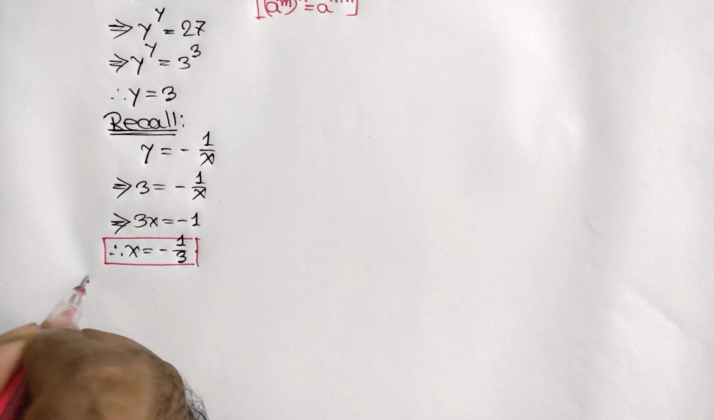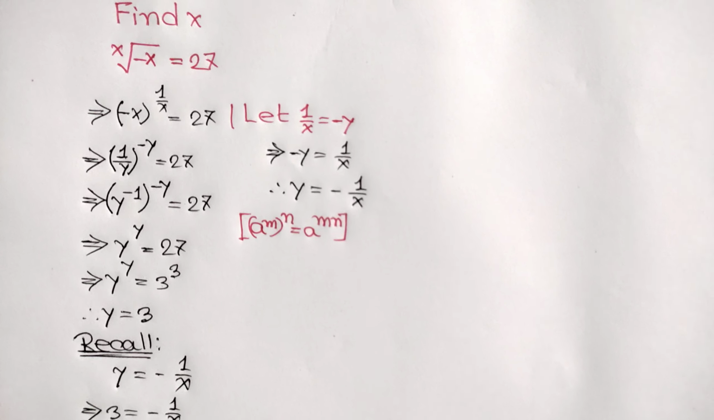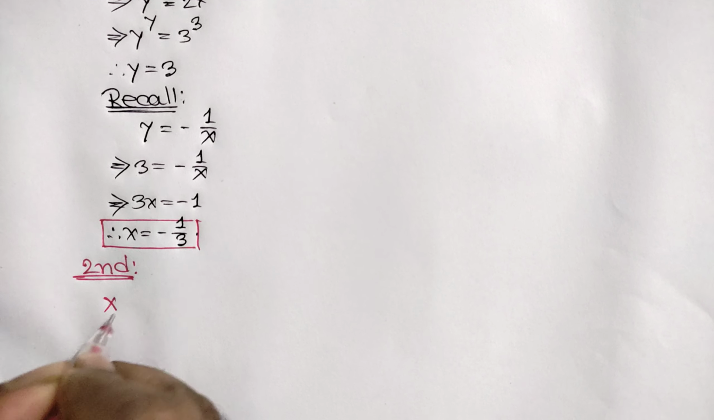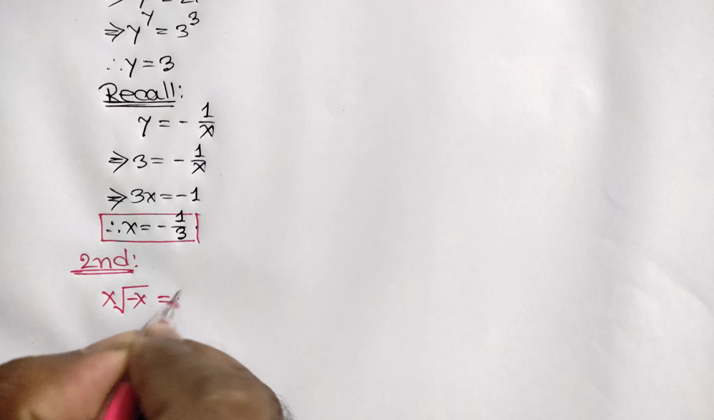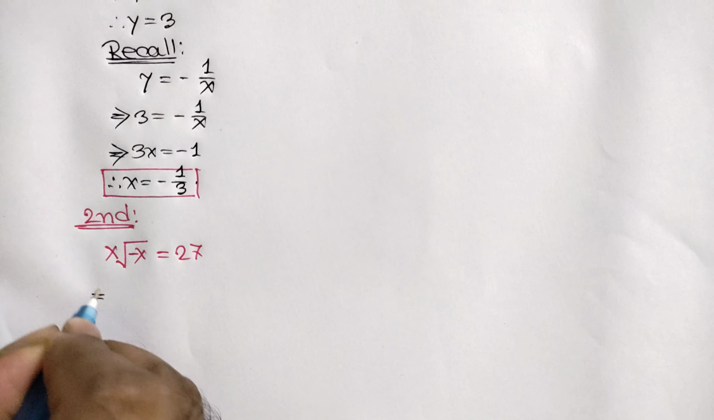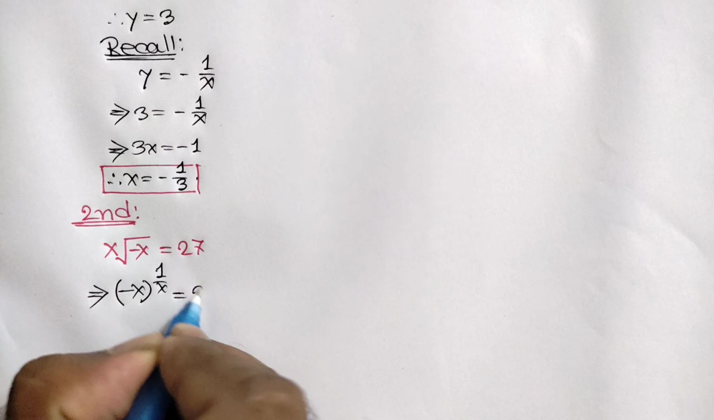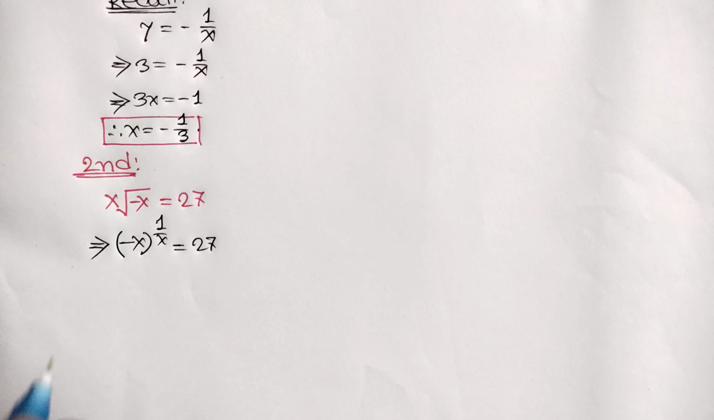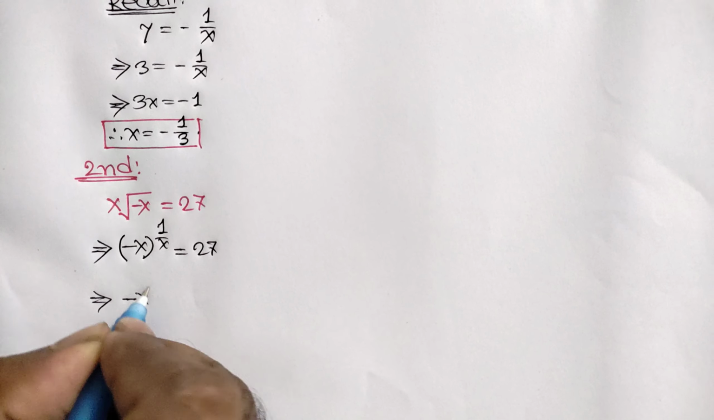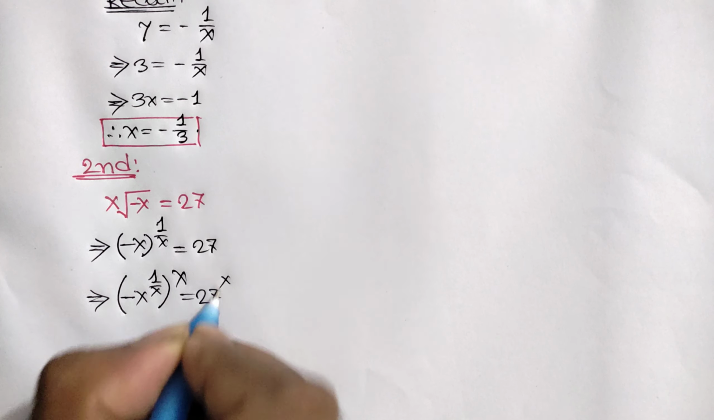Now second method. The question has given the x-th root of negative x is equal to 27, or (negative x) to the power 1 over x is equal to 27. Now taking power x on both sides, we can write ((negative x) to the power 1 over x) to the power x is equal to 27 to the power x.